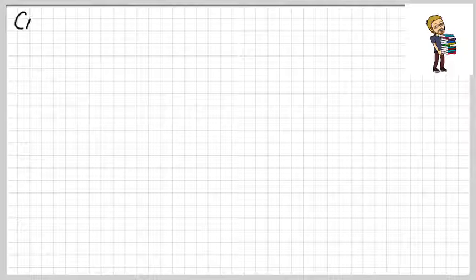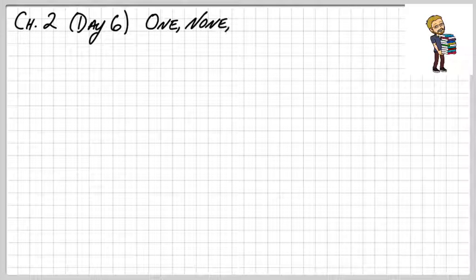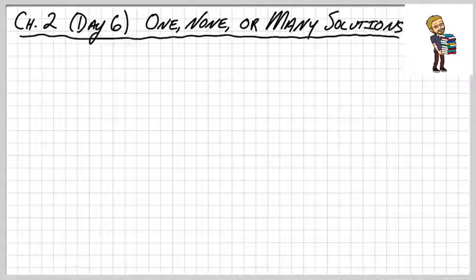This is Chapter 2, Day 6. We're talking about one, none, or many solutions when we're solving systems of equations with matrices.